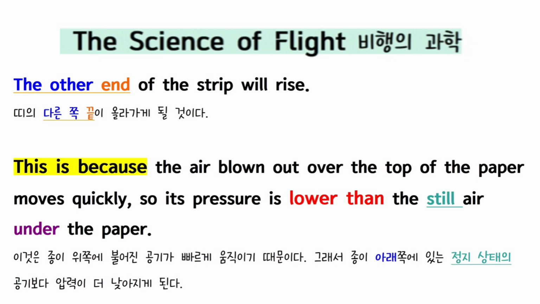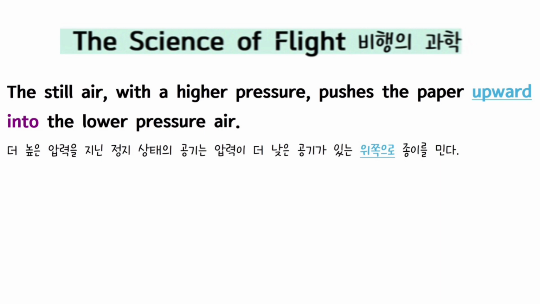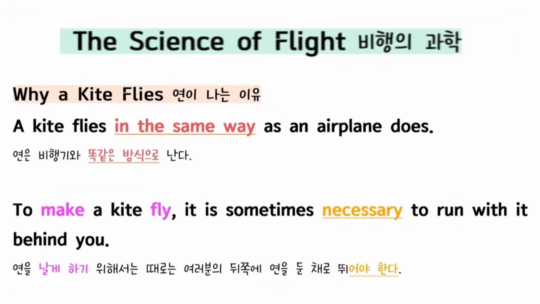This is because the air blown out over the top of the paper moves quickly, so its pressure is lower than the still air under the paper. The still air, with a higher pressure, pushes the paper upward into the lower pressure air. Why a kite flies? A kite flies in the same way as an airplane does.